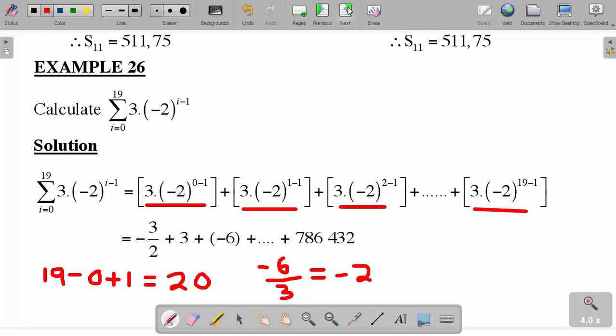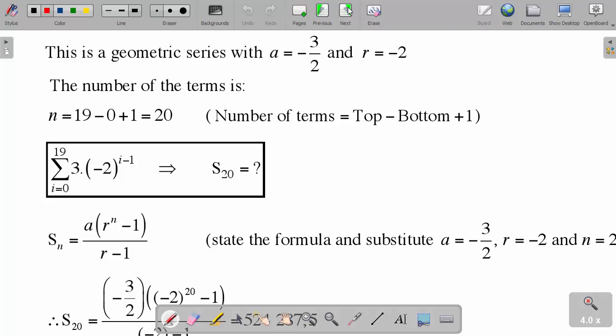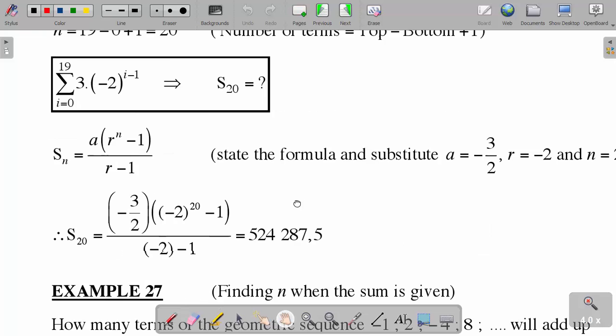Let us proceed. So now after knowing the common ratio and the first term, and I'm looking for how many terms, we said they are 20. This is how we get it. We said top minus bottom plus 1. So I can find my S20. Don't forget my formula for the geometric series. It is Sn equals A, open brackets, R power n, then minus 1, divided by R minus 1. So I substitute in my formula, and I get something like this one here.